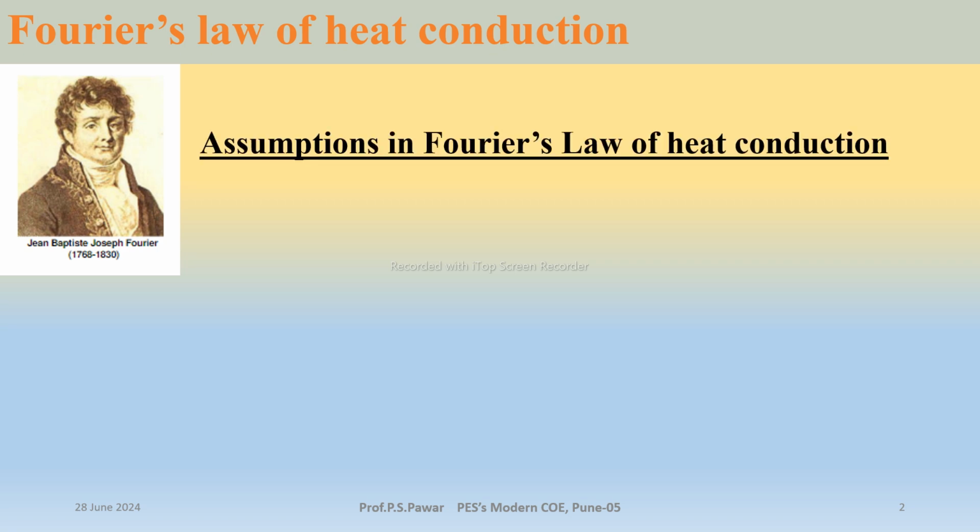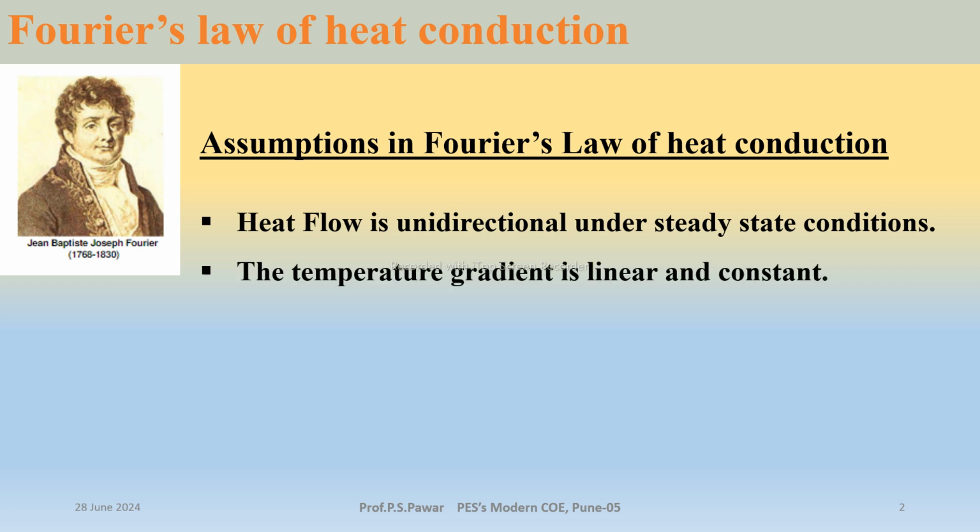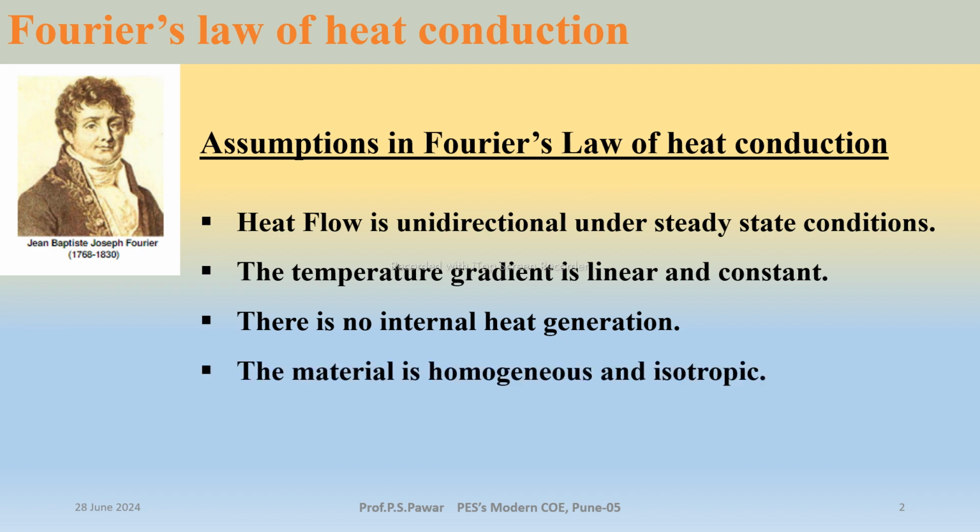There are some assumptions which are taken into account in Fourier's law of heat conduction. The first assumption is that heat flow is unidirectional, and also that heat flow is under steady state conditions. Next, the temperature gradient is assumed to be linear and constant. There is no internal heat generation within the system. And the last one is that the material is assumed to be homogeneous and isotropic.